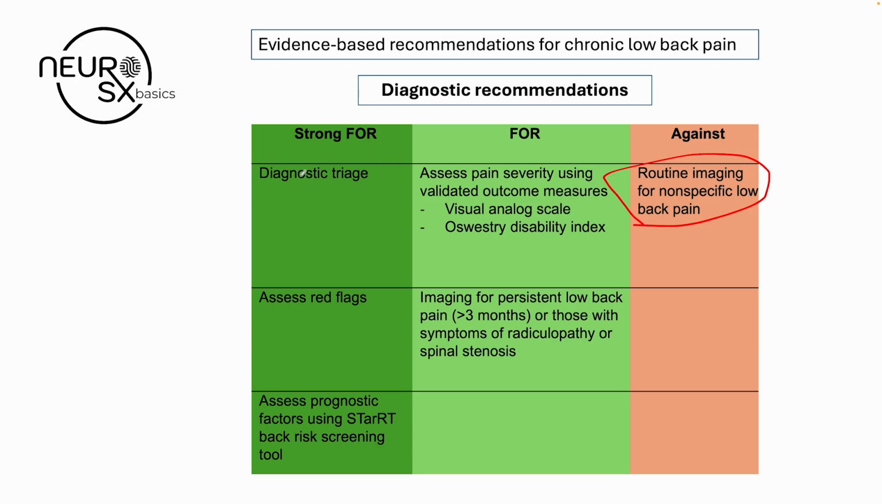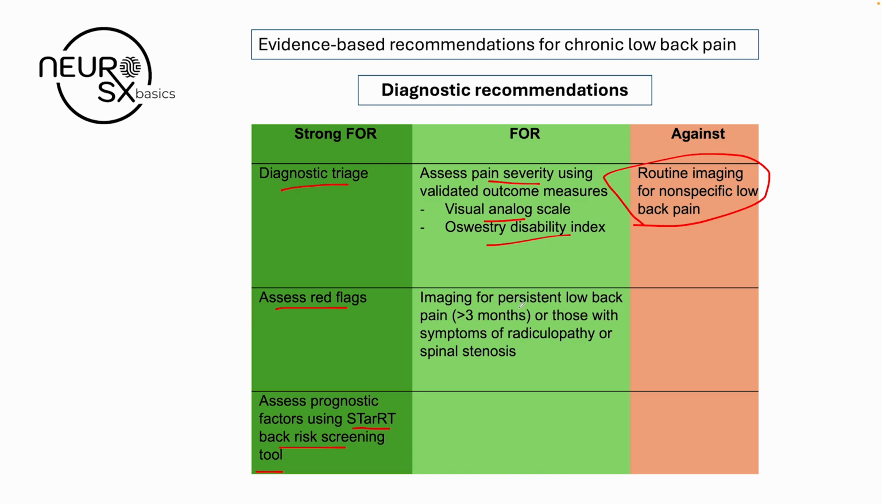Okay, what we should strongly do is the diagnostic triage, as we discussed at the beginning of this presentation, assess red flags, and use the STarT Back risk screening tool for chronic non-specific low back pain. What is recommended, but not strongly recommended, is that for patients who have pain, you can assess the pain severity using either visual analog scale or the ODI. Okay, again, not strongly recommended, but recommended.